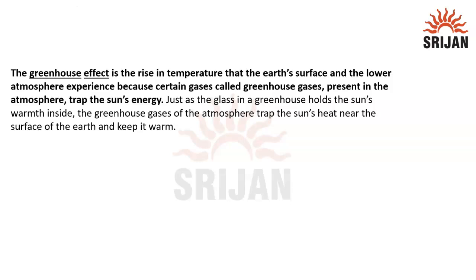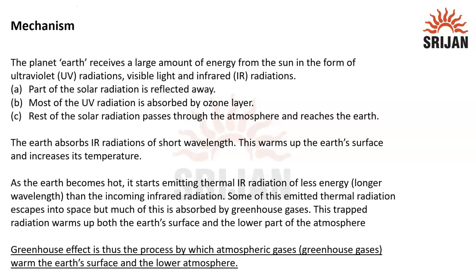So the greenhouse effect is the increase in temperature that the earth's surface and the lower atmosphere experience because certain gases called greenhouse gases present in the atmosphere trap the sun's energy just like the glass. Just as the glass in a greenhouse holds the sun's warmth inside, these greenhouse gases of the atmosphere trap the sun's heat near the surface of the earth and keep it warm.